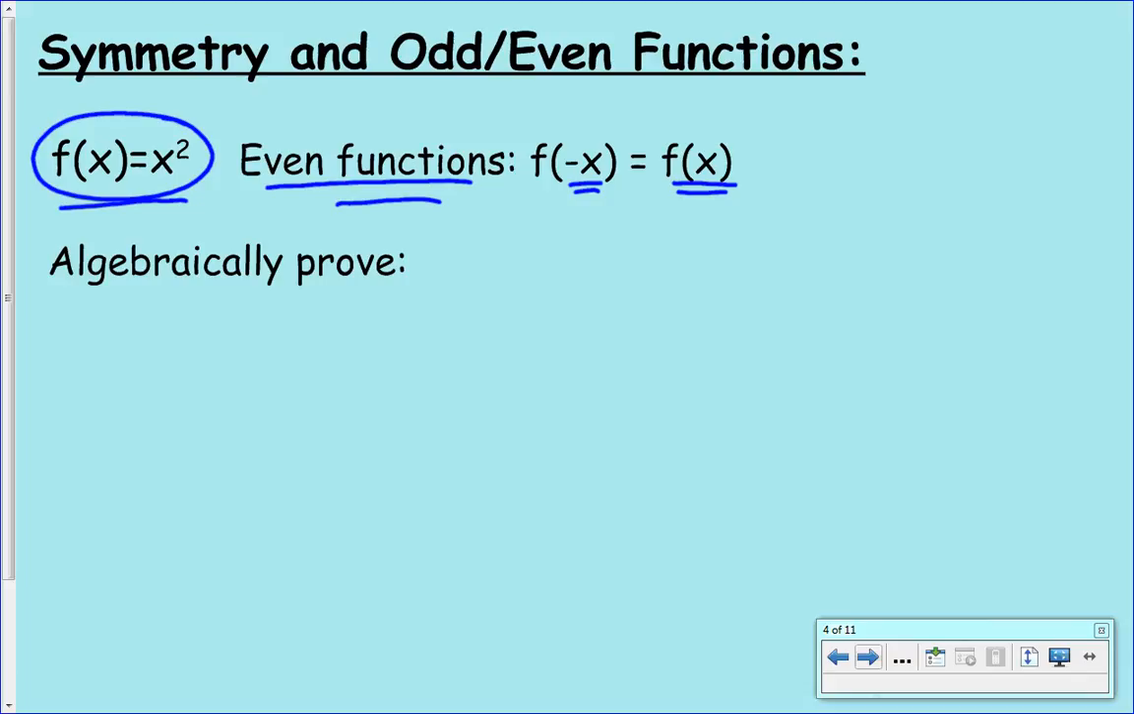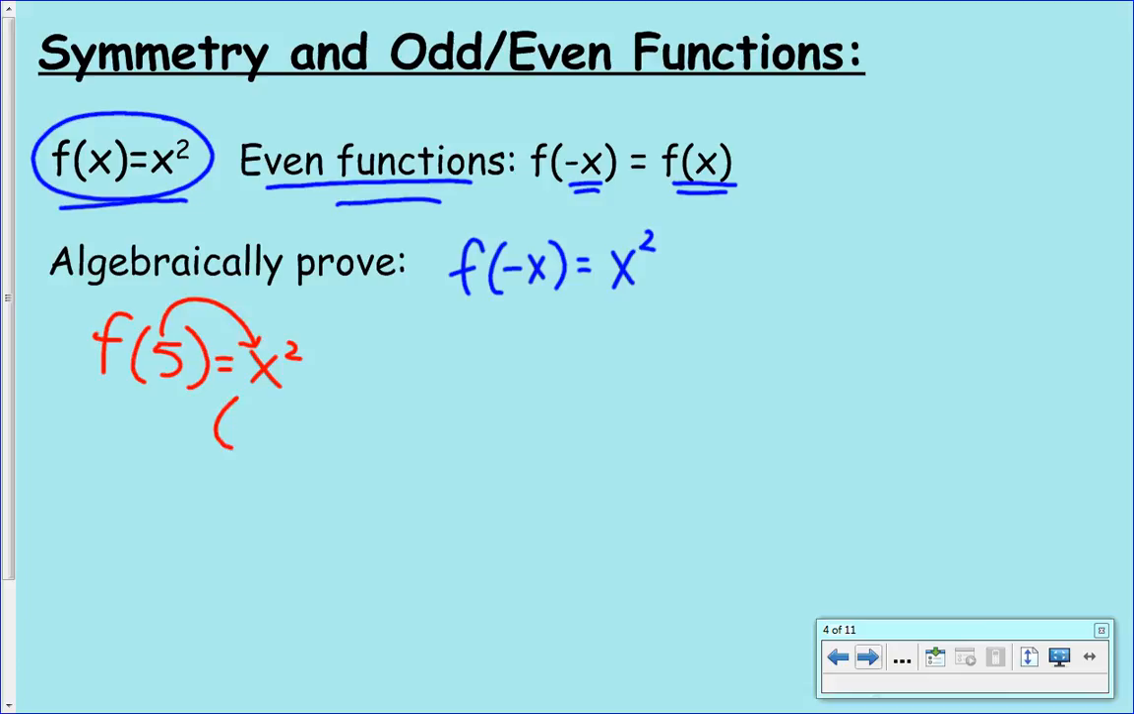All right, so I'm going to start. I know I'm going to throw a negative x into the function x squared. Don't freak out, because if I were to say what is f of 5 for x squared, how do I handle that? Wherever there's an x, I just put in a 5, right? So that will give you 25, correct? Same thing here. Who cares if it's a variable? I'm going to put a negative x into x squared. So now I have negative x squared.